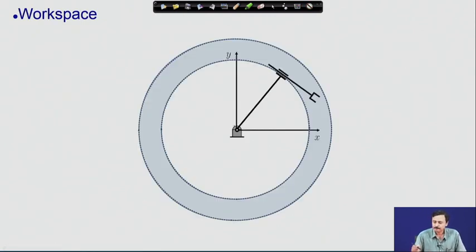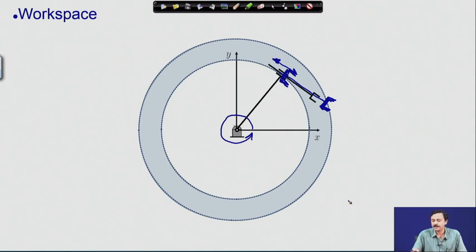Now, the workspace, as you know, this prismatic pair translates like this. So, therefore, this end effector can move on this line. Suppose this is the maximum throw of the prismatic pair, then this is the maximum reach and rotation of this angle will generate the workspace. So, suppose this is the minimum and this is the maximum throw of the prismatic pair. Therefore, I generate this annular region, a thin annular region, as the workspace of this manipulator.